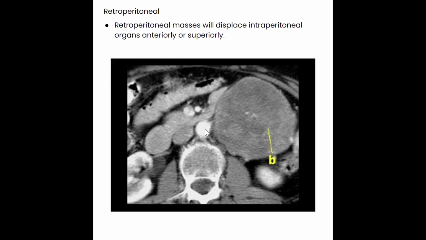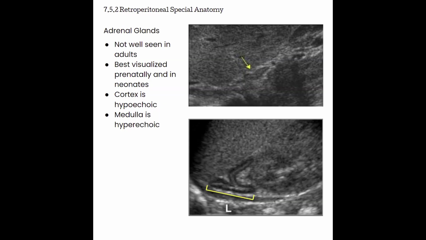other retroperitoneal organs. So we have the aorta here, we have the renal vein coming over to the IVC here, and we can see that this mass is just kind of pushing everything out of the way more anteriorly on the patient. Contrary to that then, if something was in the peritoneum, we would see things kind of get squished back the other way.